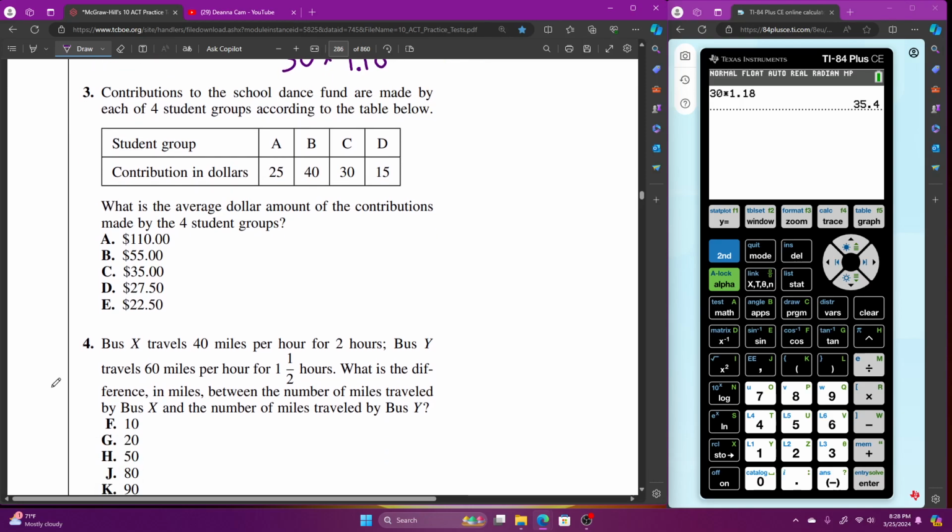Question number 3. Contributions to the school dance fund are made by each of 4 student groups according to the table below. What is the average dollar amount of the contributions made by the 4 student groups? How do we find an average? What do we do with those 4 numbers?